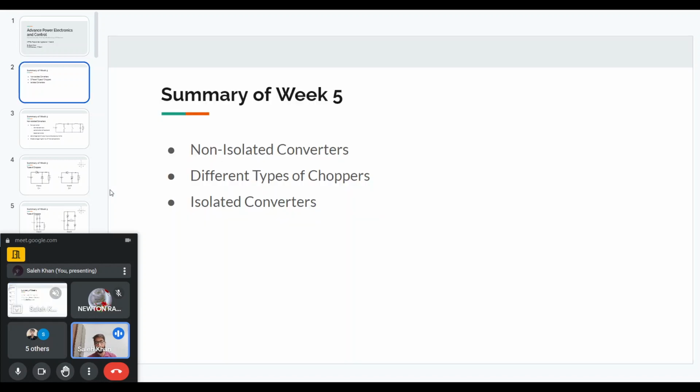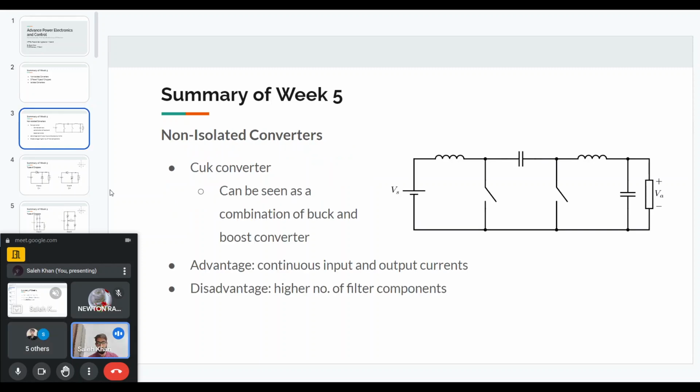As for the recap, this week the topics taught were that non-isolated converters were continued, and then we had different types of choppers and isolated converters. In non-isolated converters, what was taught was the Cuk converter. I mentioned that the Cuk converter can be seen as a combination of a buck and boost converter.